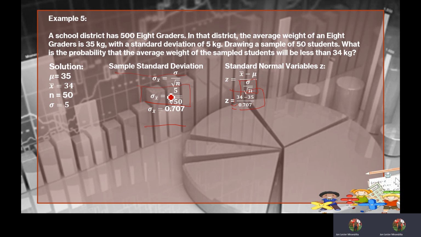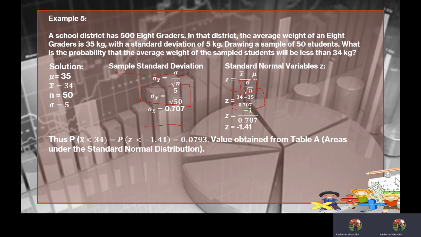You should get a z-score of negative 1 divided by 0.707, which is negative 1.41. Go to your z table, to the negative values, and the value for negative 1.41 is this. Thus, the probability of the sample mean being less than 34 is equal to the probability of z negative 1.41, which is 0.0793.